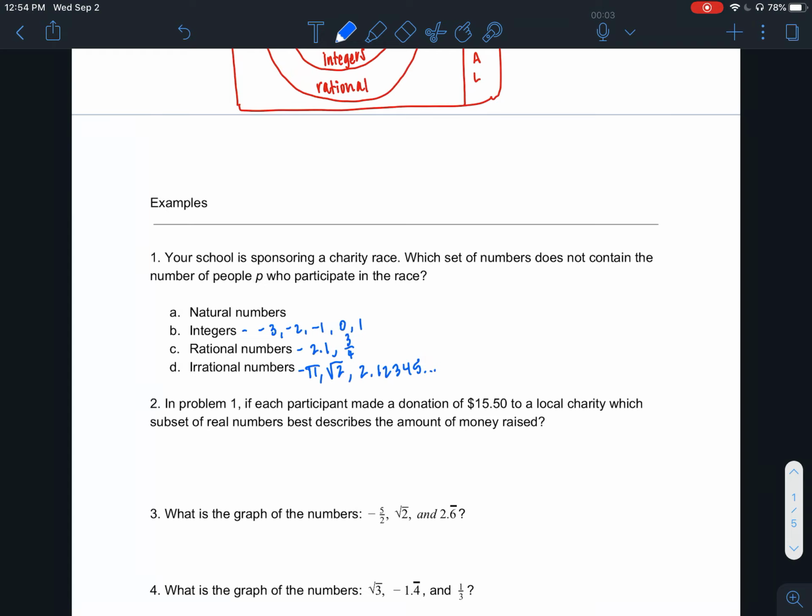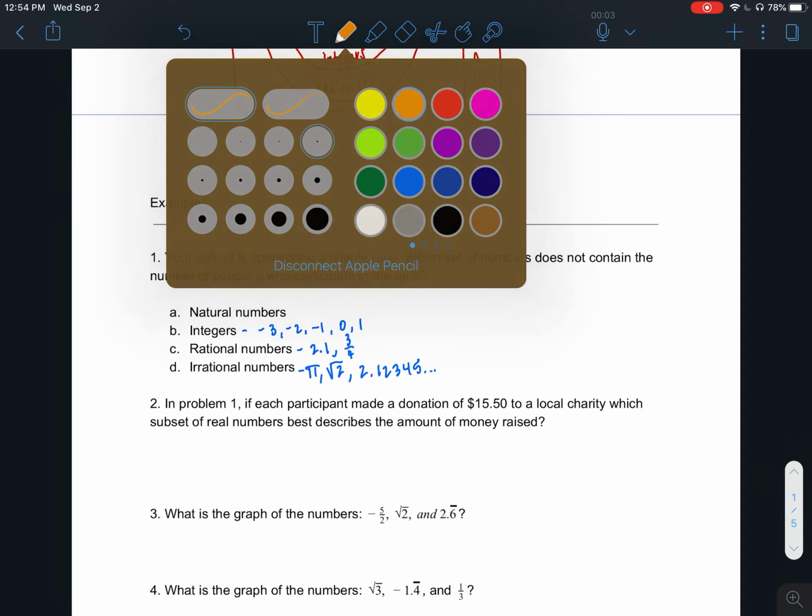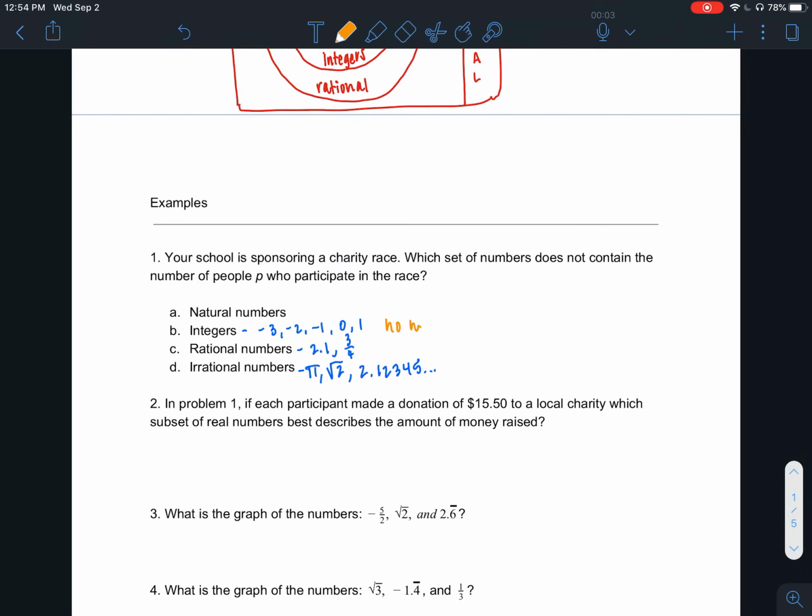So integers don't work because we can't have negative people. So no negative people. At least no negative amounts of people. So integers does not make sense. Rational numbers, we can't have partial people, and irrational numbers.